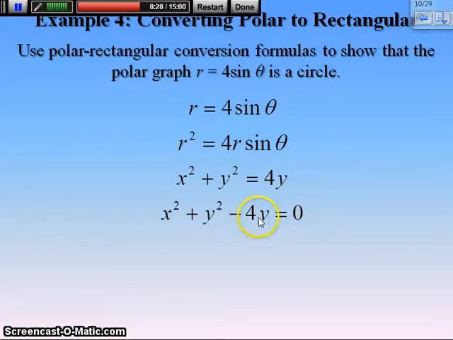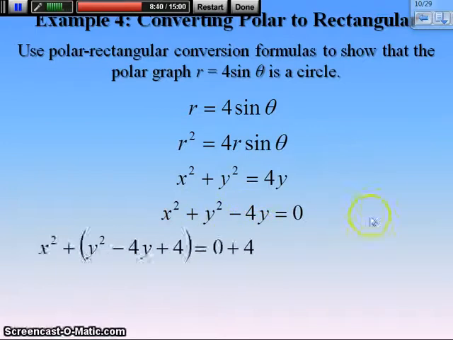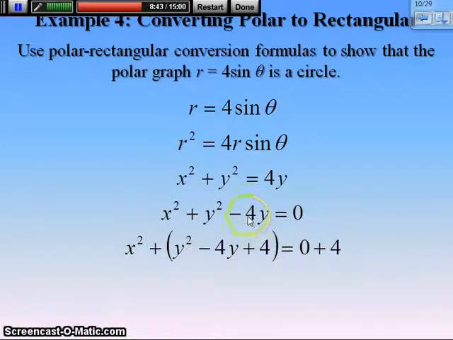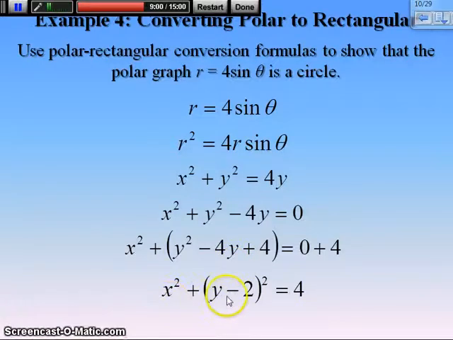And now I can bring the 4y over to this side, and technically this is the equation for a circle, but it's not the best equation for a circle because it's not in proper form. I need to complete the square with this y squared minus 4y part. So I'll take half of negative 4, which is negative 2, and square it. That's 4. I'll add that, and if I add 4 to this side, I need to add 4 to this side to keep the equation balanced. This now factors to be y minus 2 squared. And now this is my equation of a circle, centered at (0, 2), with a radius of 2.